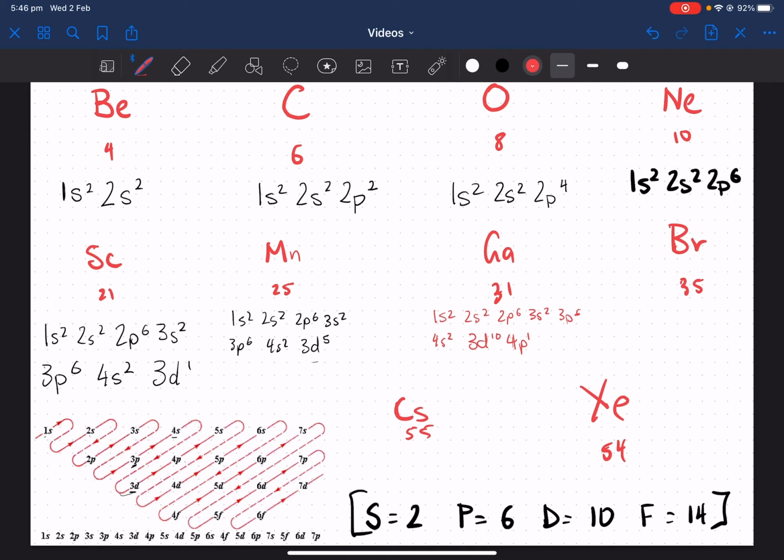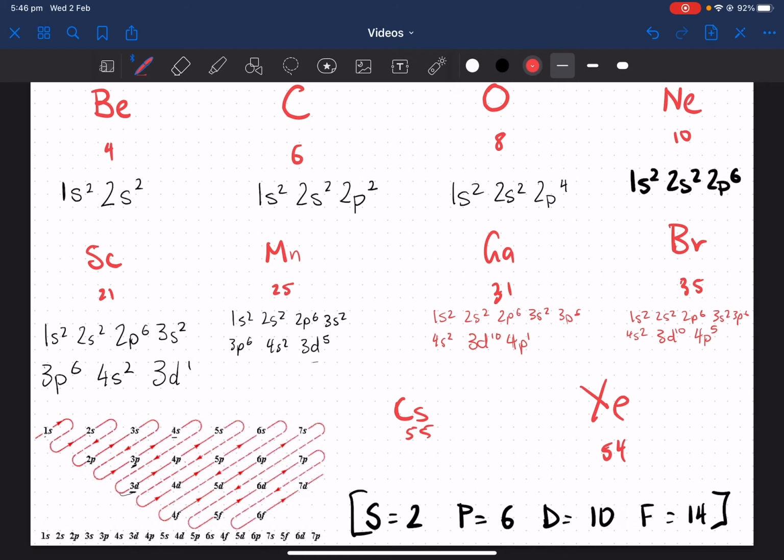All right, bromine at 35. 1s2, 2s2, 2p6, 3s2, 3p6, 4s2. So that's up to our 30. 20, and then 3d10 is 30. So we need 5 more, which means we're going to end up with 4p5.